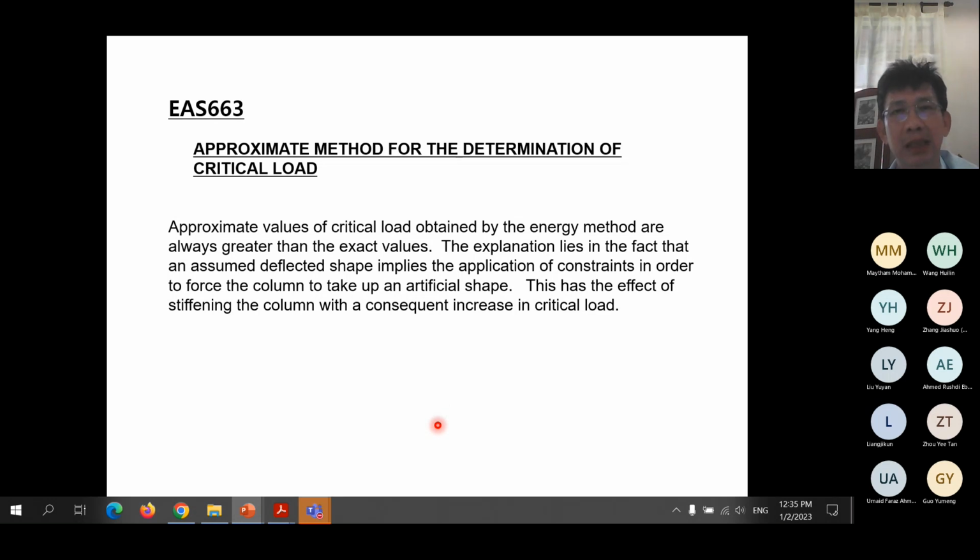So this is similar to EAS661. Okay? When we solve our problems, when we try to find the deflections, we make an assumption first. And if the assumption is good, then we get good accuracy. But the displacement that we get in EAS661 will always be smaller than the exact one, because by making an assumption about the deflected shape, you already introduce some restraint, and that restraint makes the whole structure stiffer. So making the structure stiffer here causes the critical load to be higher. Okay. So that is the explanation for that.